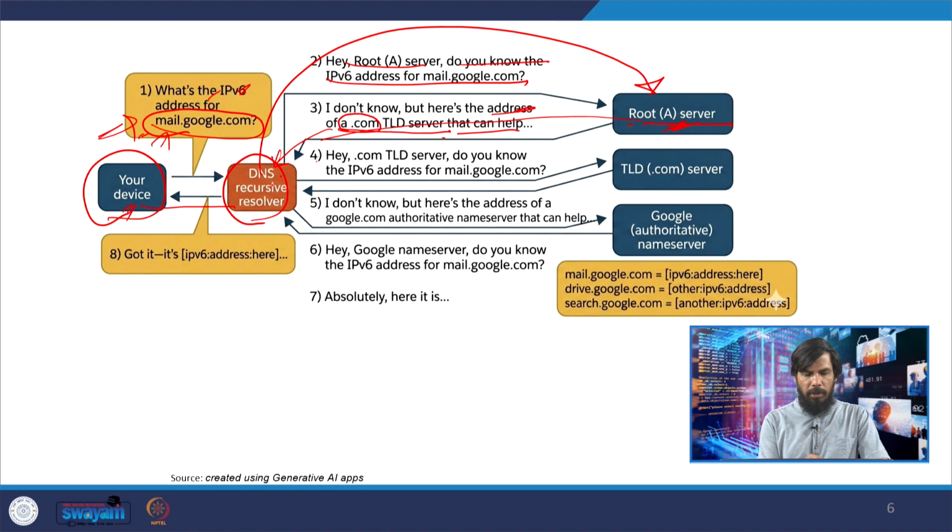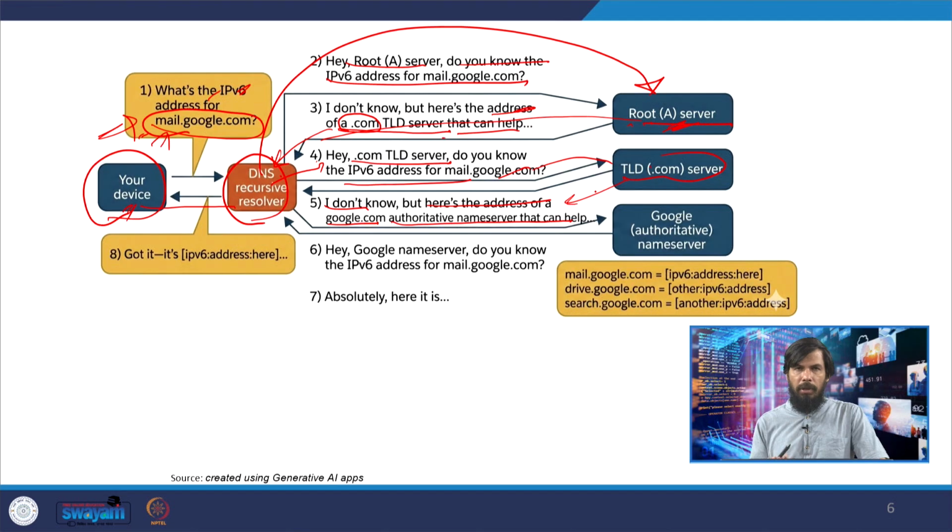In the next step, that is step 4, it will contact the .com TLD server, and it will again ask for the same IPv6 address of this mail service of Google, right. Now, the .com TLD server, let us say, does not have that. So, it will say I do not know, but here is the address of the google.com authoritative name server that can help. Now, it is Google's web service that we are trying to access, mail.google.com, and it is the google.com name server that we have reached with the help of the .com TLD server.